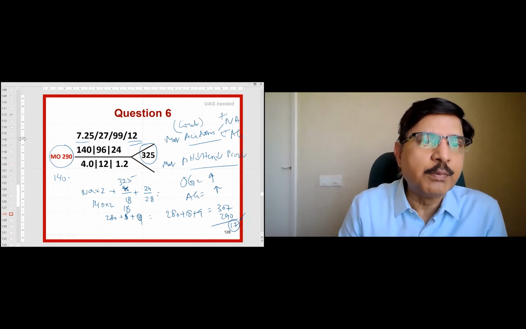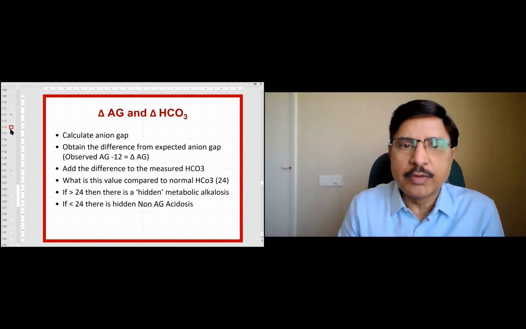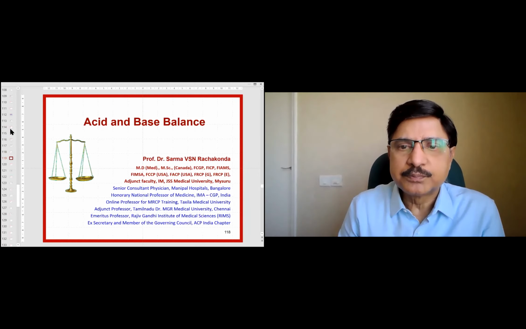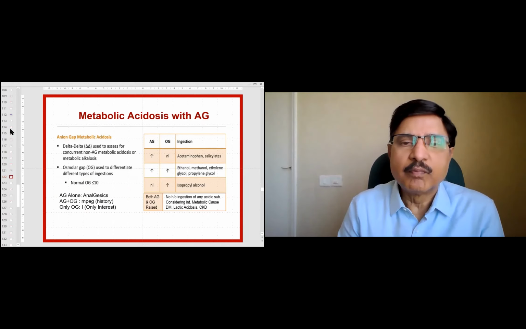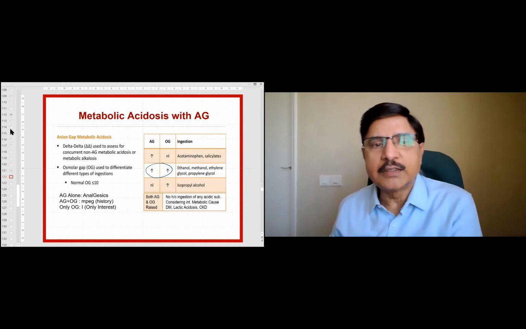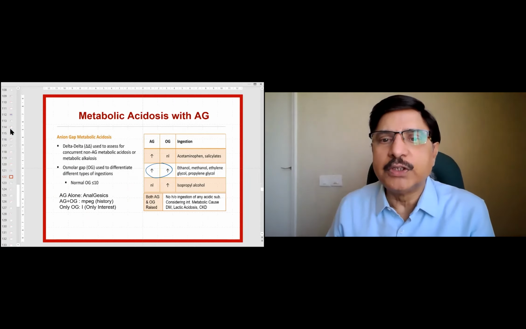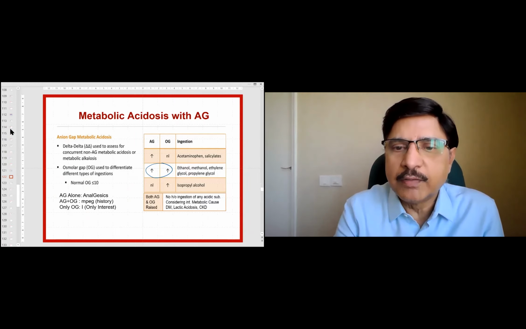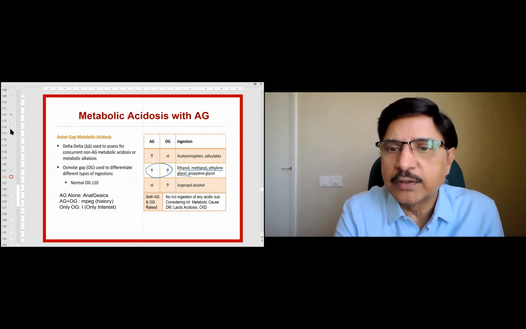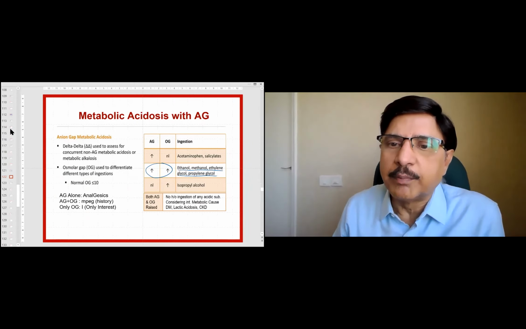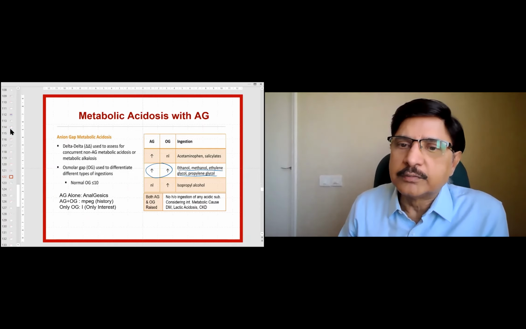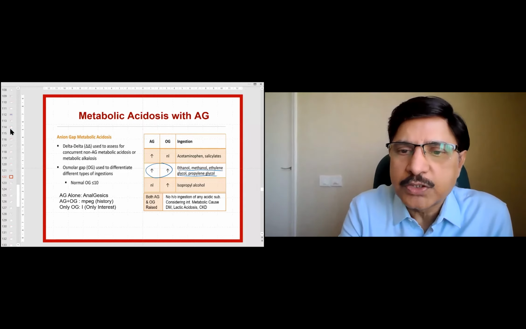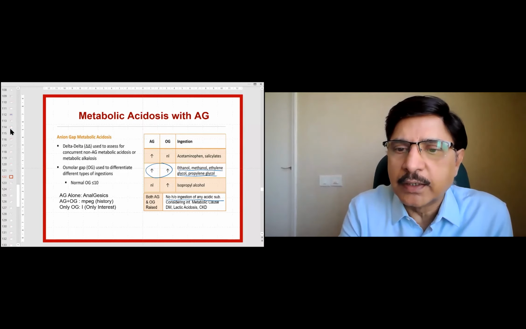When OG and AG both are high, we have a chart there that will tell us. We have got both OG and AG high, then we have to look into the history. Is there any ingestion of any acid substance? If the history is positive, it could be one of these: ethanol, methanol, ethylene glycol, propylene glycol. If the history is negative, no history of any acid substance, considering an internal metabolic cause, you have to consider diabetes, lactic acidosis.